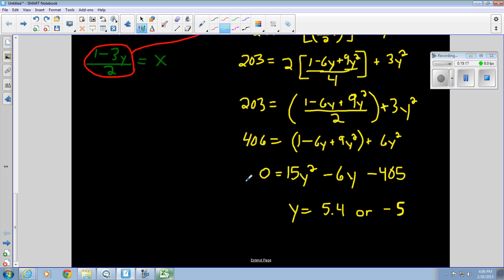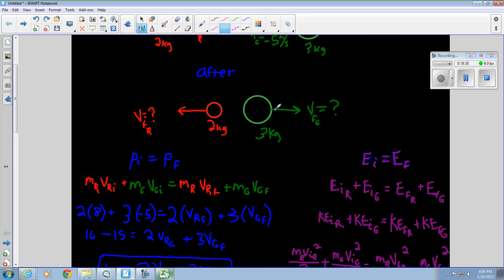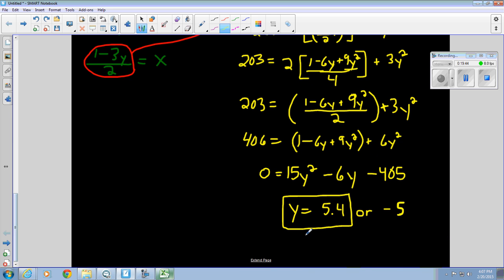So that leads us to understanding that the choice we're going to make between the two is going to be the 5.4. How do we know that? Well, we know we've got an elastic collision, and we know it's not going to have the same velocity. After that thing hits, its velocity is going to change, and it's going to change in a positive direction. So we know we can pick this for our final velocity of the green ball, which is equal to 5.4. Okay, final velocity of the green ball is 5.4 meters per second.